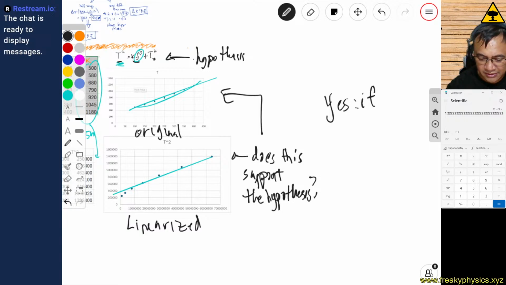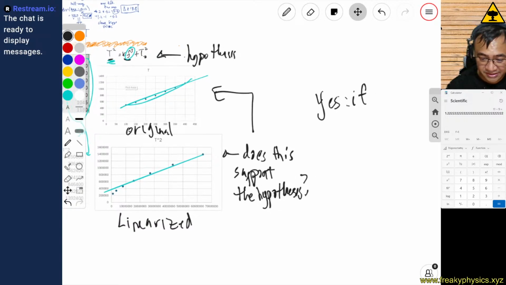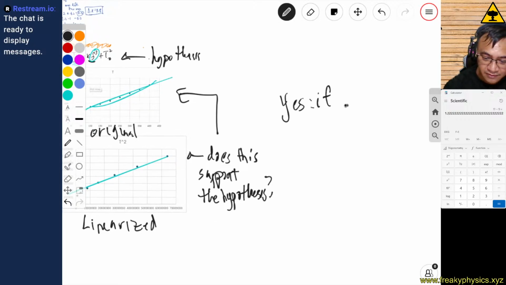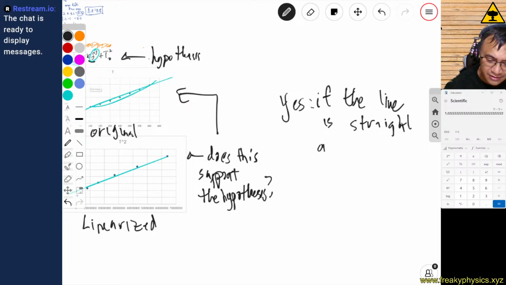Okay. The answer to does it support the hypothesis is yes if the line is straight and the y-intercept is as seen on the equation.